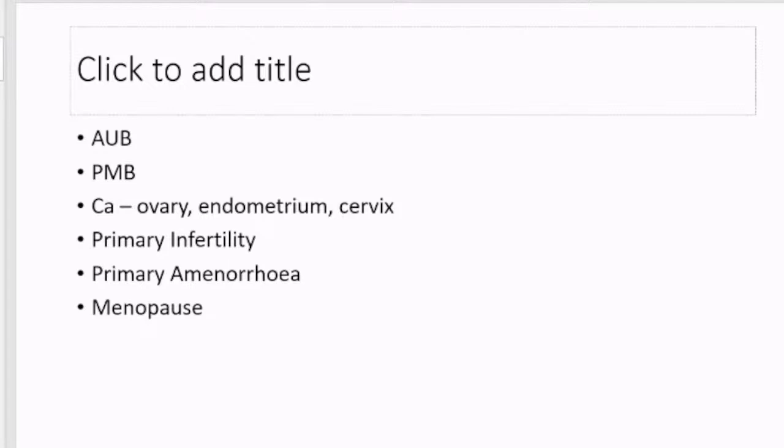So depending on the age, suppose they have said it's a 42-year-old lady and you're saying hysterectomy, you should mention there that you would like to conserve the ovaries, because ovarian conservation is required for the lady, otherwise she will go in for all the complications related to menopause, right?